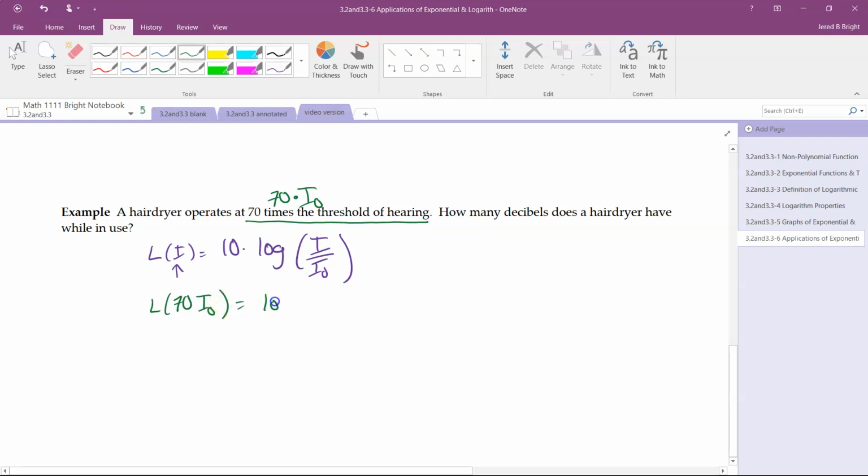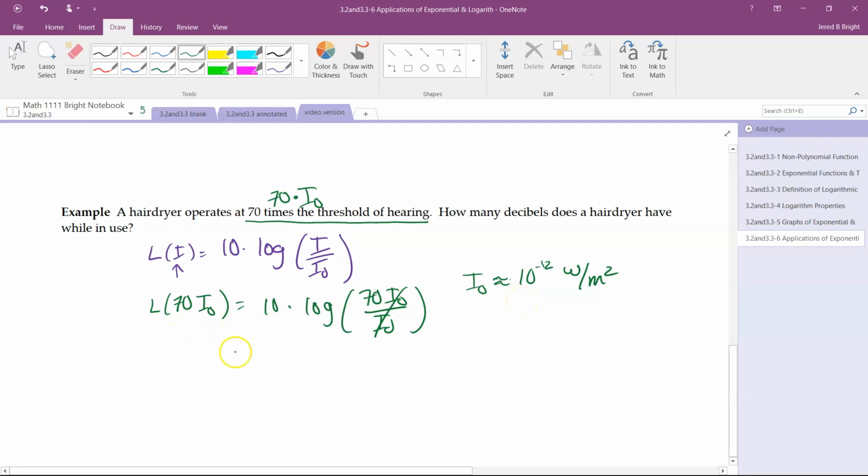And so I get 10 times log of 70 I0 over I0. Those end up canceling out. Again, they are actual numbers, something like 10 to the minus 12th. I think it's approximately 10 to the minus 12th, and then the units are watts per meter squared. So if you run across that, that's what it is.